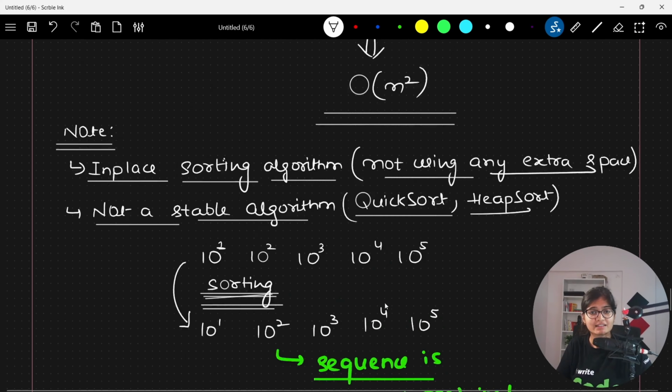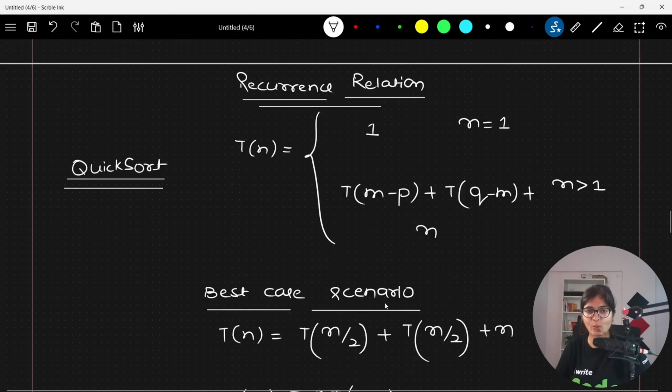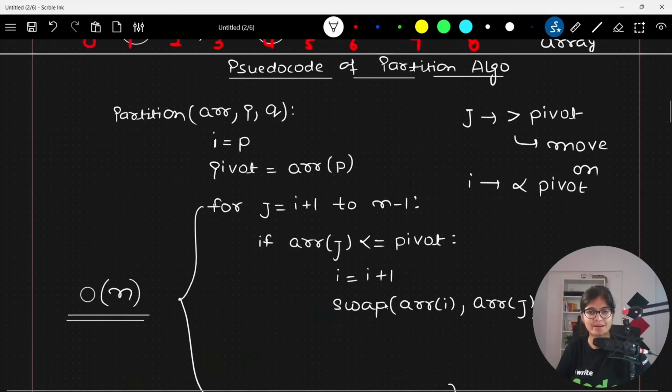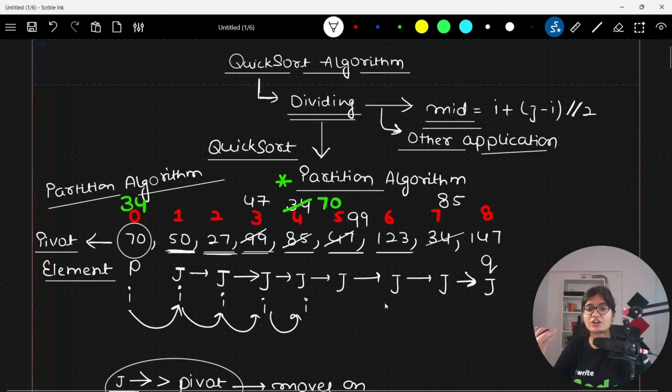With this, the complete explanation of the QuickSort algorithm is completed from my end. If you still have any doubt, you can let me know, and I'll try to resolve it as soon as possible. In our next upcoming session, we will discuss the implementation of the same.